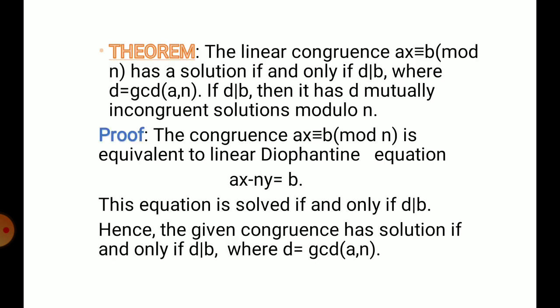Then the theorem. The linear congruence ax ≡ b mod n has a solution if and only if d divides b, where d is the greatest common divisor of a and n. If d divides b, then it has d mutually incongruent solutions modulo n.